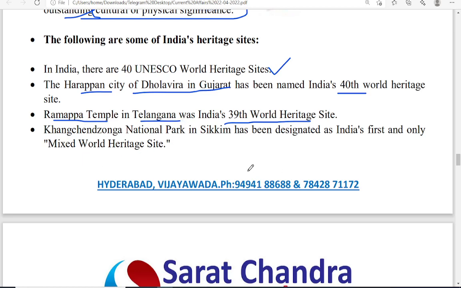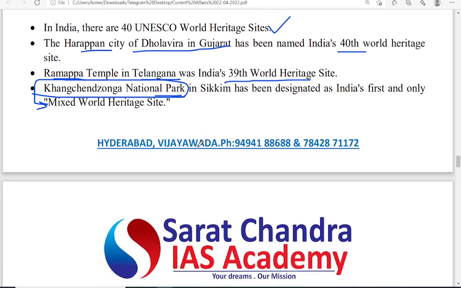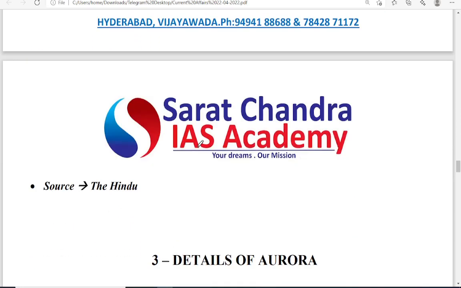In India we have natural World Heritage Sites and man-made World Heritage Sites. Several national parks are recognized as World Heritage Sites, whereas Kanchenjunga National Park is a mixed World Heritage Site. Mixed means it has the status of both man-made and natural World Heritage Sites, right? Kanchenjunga National Park has cultural significance as well as geographical significance. So this is all about the World Heritage Sites.